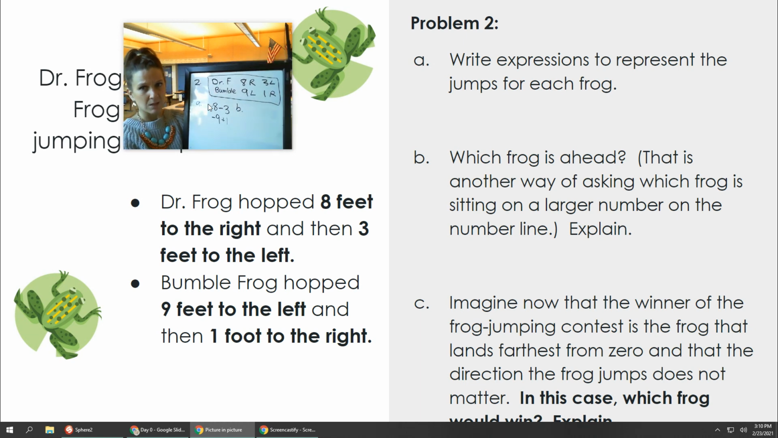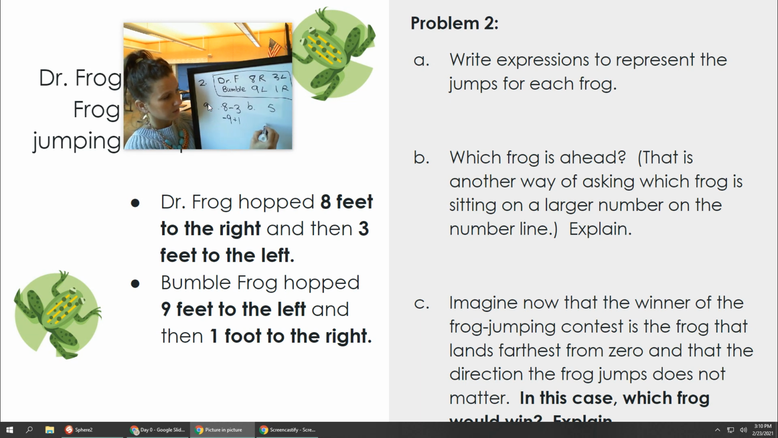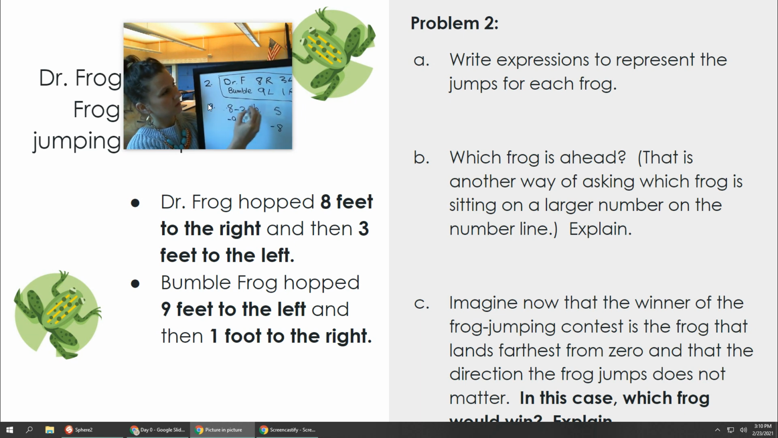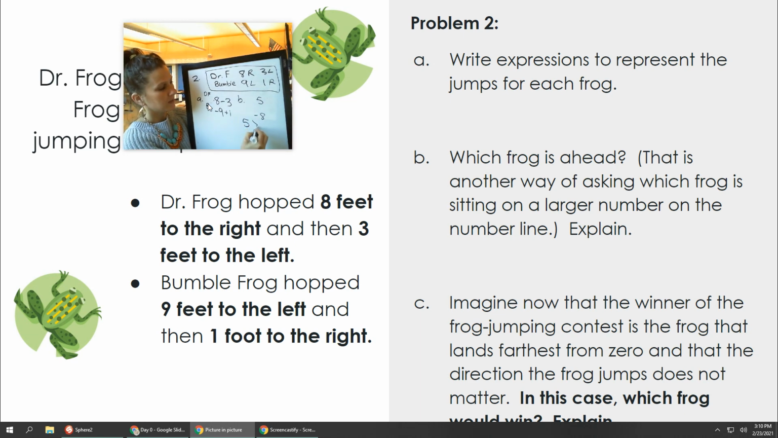So it says, which frog is ahead? So that means if they were going in the same direction. Okay, so at this point, we're assuming that the finish line is in the positive. We don't know that, but we're going to assume that for this one. So 8 minus 3 is 5. And then -9 plus, going to the right, 1, is -8. So we now know that Dr. Frog is 5 and Bumble is -8, so Dr. Frog is actually higher in the positive. I could prove that by saying 5 is greater than -8.